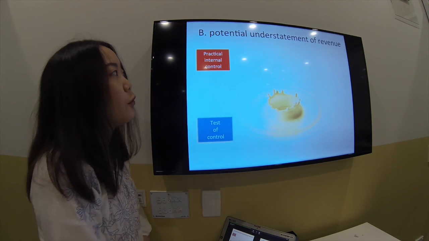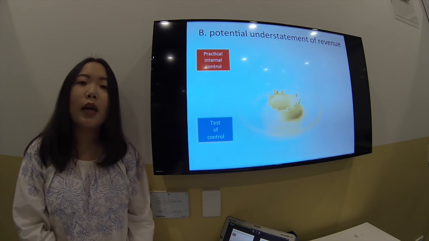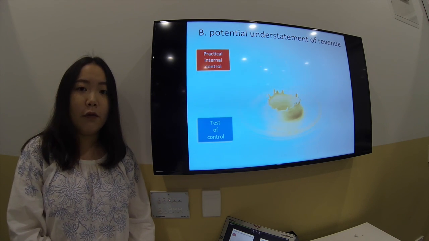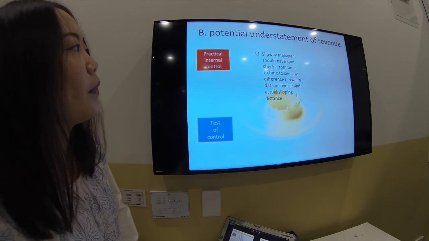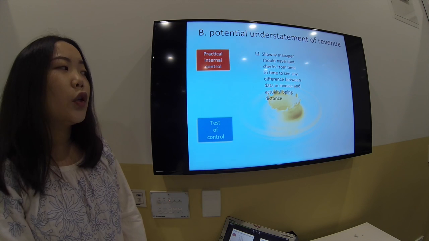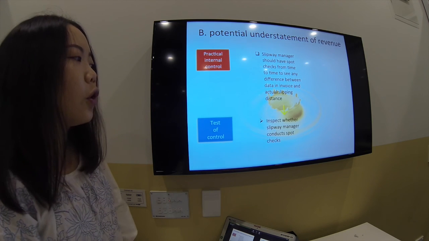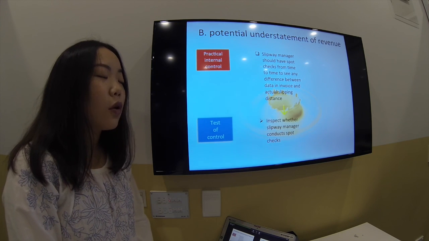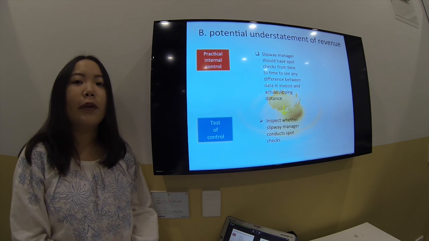Now let's move to risk B, which is potential understatement of revenue. For this risk, the question mentioned an example of a 15-meter yacht being invoiced for sleeping 10 meters. Then the first internal control I came up with is that the Speedway manager should have spot checks from time to time to see any difference between data in the invoice and actual sleeping distance. To test this control, the business can inspect whether the Speedway manager conducts spot checks or not. Also, we can examine or review the paperwork to see the results of completing those checks.